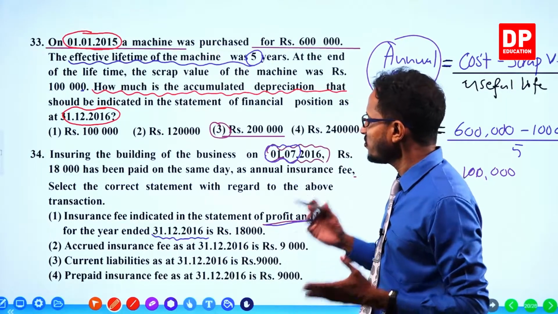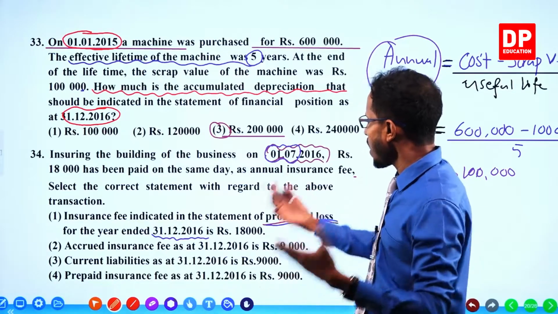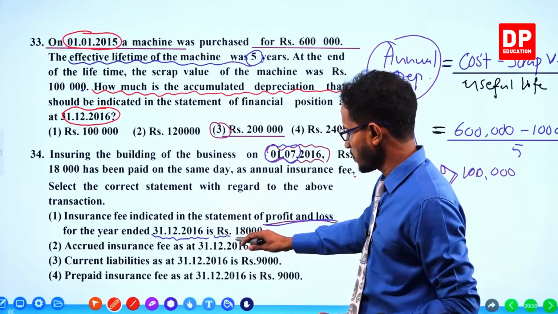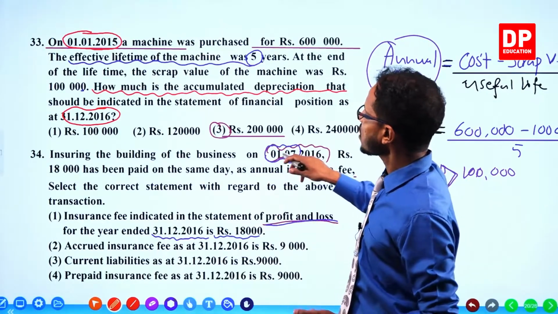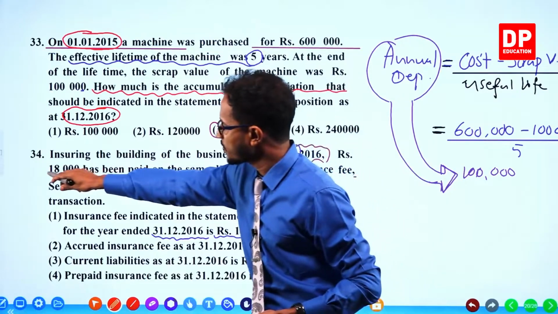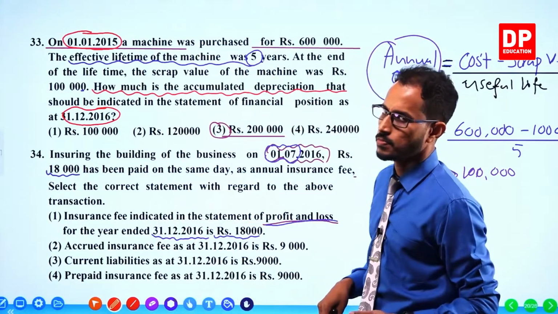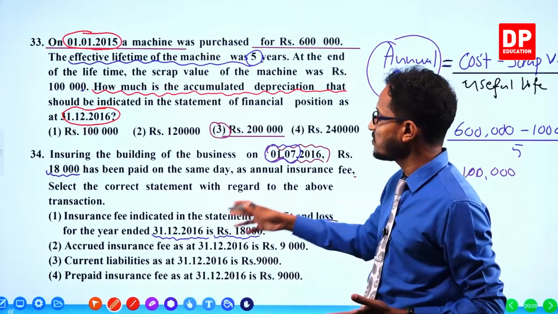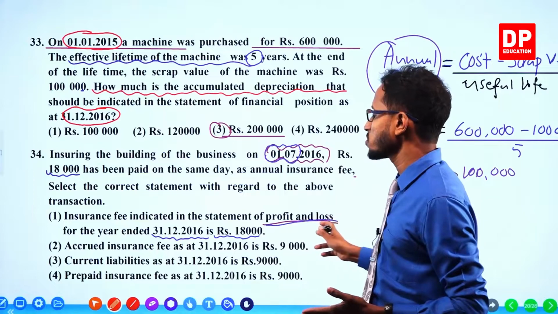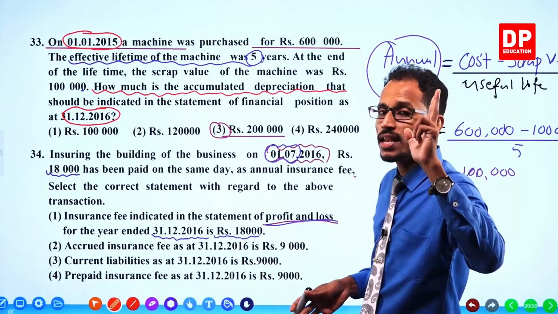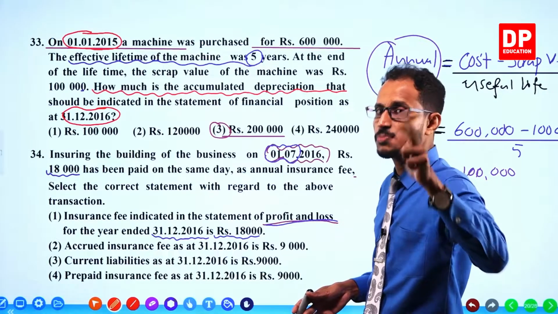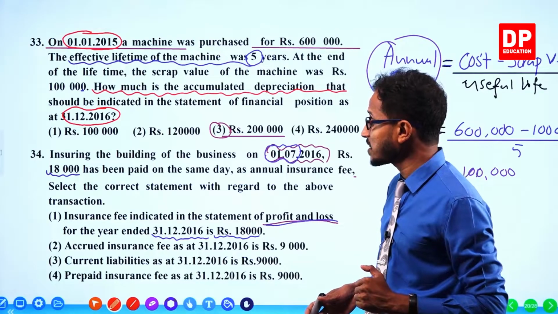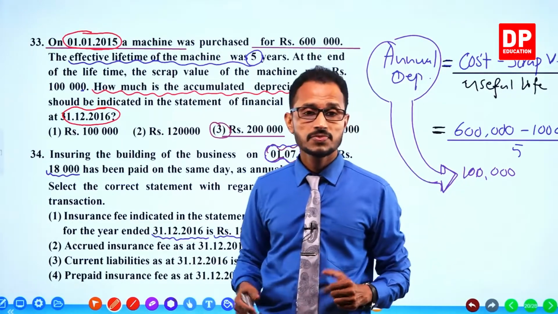Now, can we mention the 18,000, the entire amount paid on 1st of July 2016? The entire 18,000 can be mentioned in the profit or loss as the annual insurance expenses. The annual insurance expense for the year ended 31st December 2016. Can we?